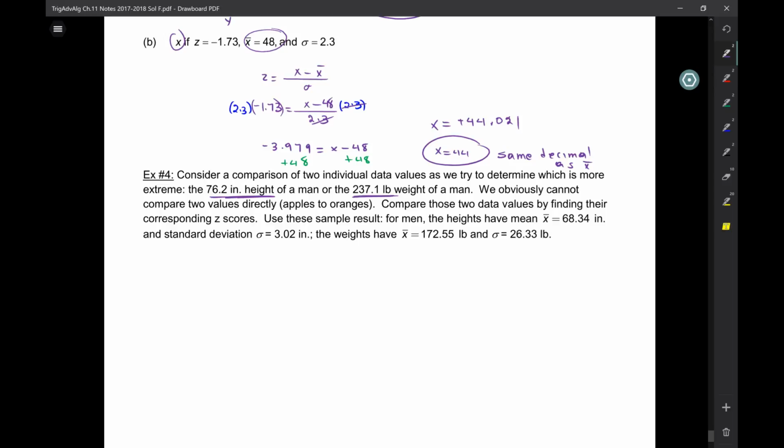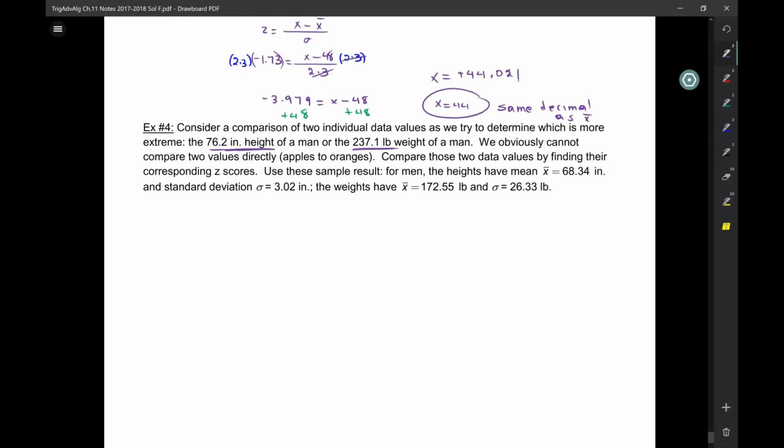So what you have to do is compare the height to the height of the population and the weight to the weight of the population and see which one is farthest from the mean of that particular statistic. So is the height further away from the average of the people's heights, or is the weight further away from the average of all the men's weights in that population, not in a different country?